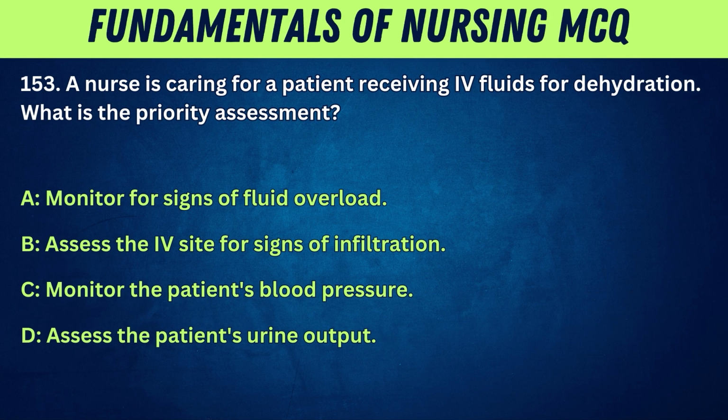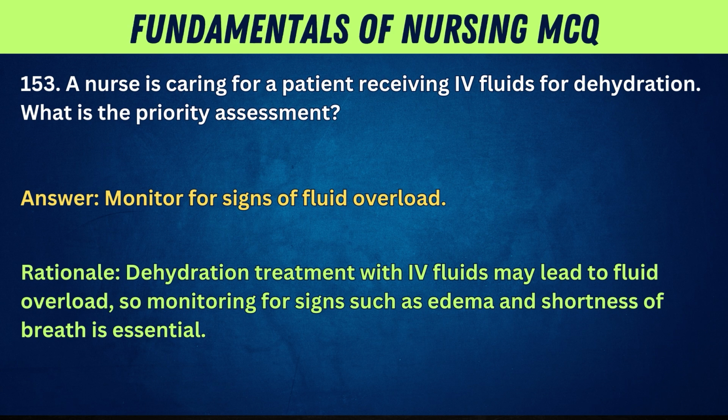153. A nurse is caring for a patient receiving IV fluids for dehydration. What is the priority assessment? A. Monitor for signs of fluid overload. B. Assess the IV site for signs of infiltration. C. Monitor the patient's blood pressure. D. Assess the patient's urine output. Answer. Monitor for signs of fluid overload. Rationale.